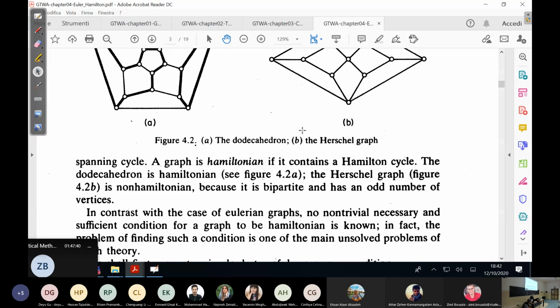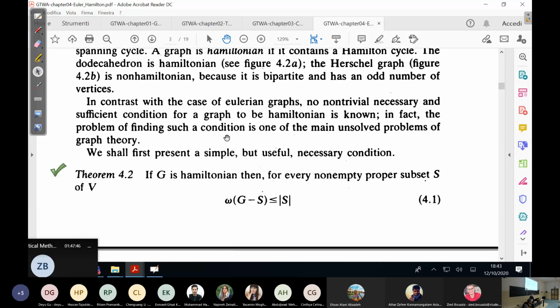No, we do not have such a thing for Hamiltonian graphs. So we have, and I'll show you. No, I can show you one now. Some necessary conditions, some sufficient conditions. We have also one necessary and sufficient, but which just displaces the problem and does not solve it. Okay. For instance, we have this. Simple but useful necessary condition.